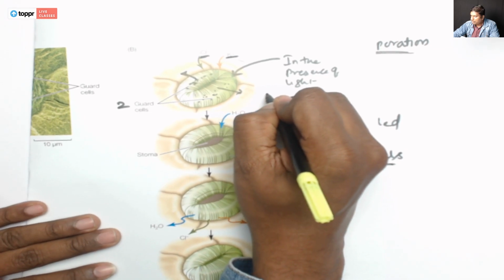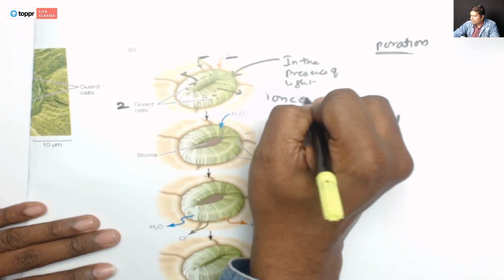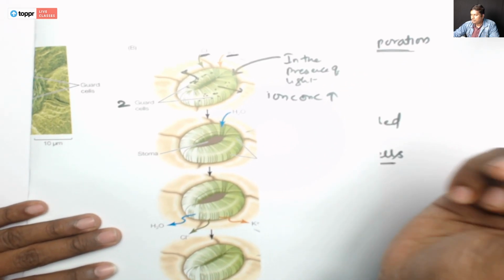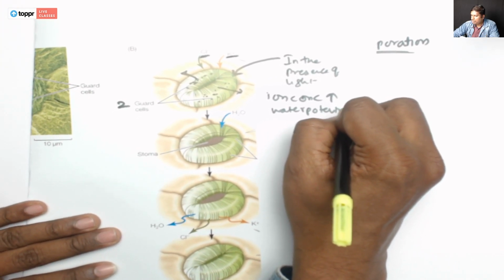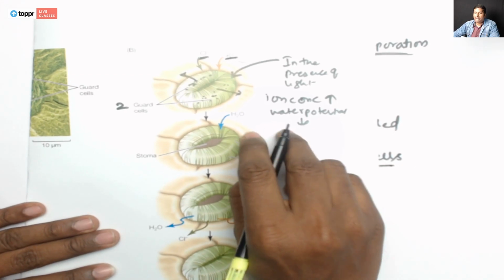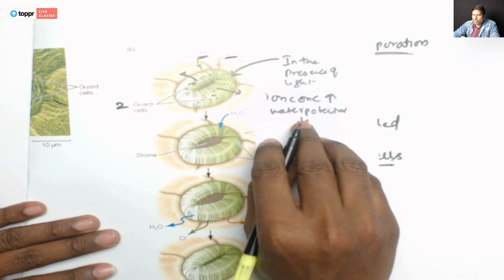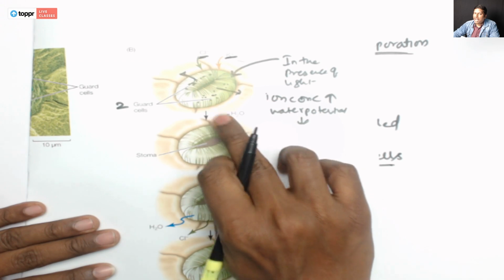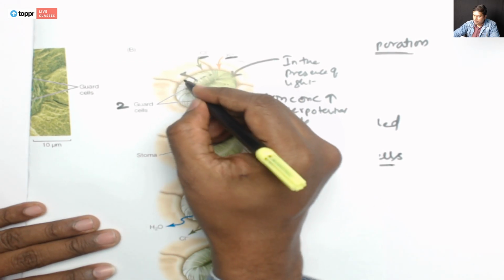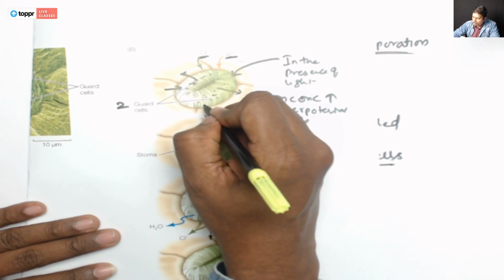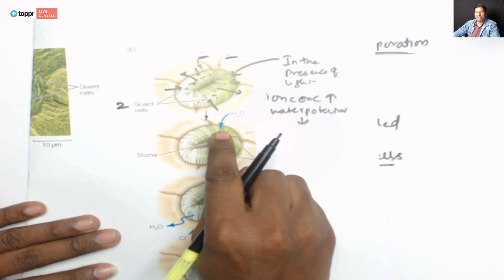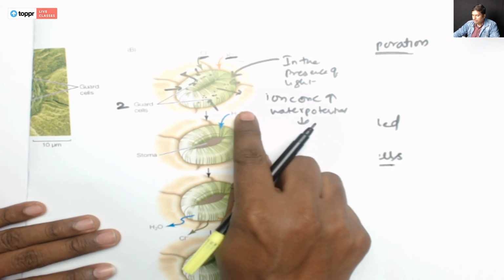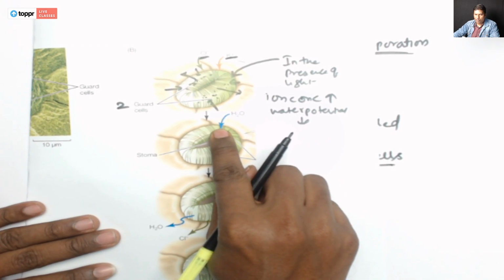Because the ion concentration increases, the water potential decreases. And if you remember the last session, the water will always move from higher water potential to lower water potential. So the water will start moving from outside into the guard cells. Okay, the water is actually moving in.